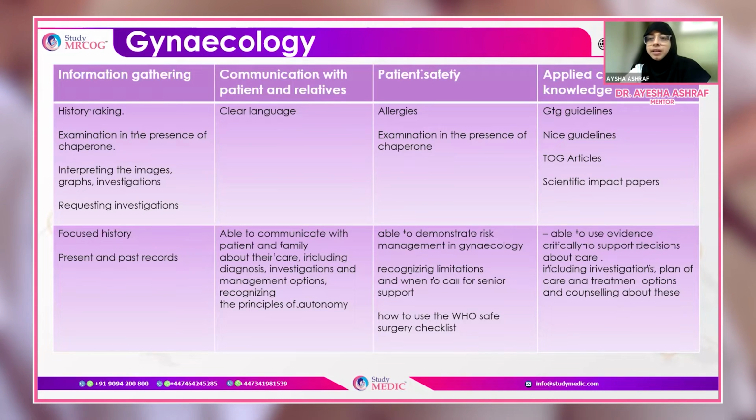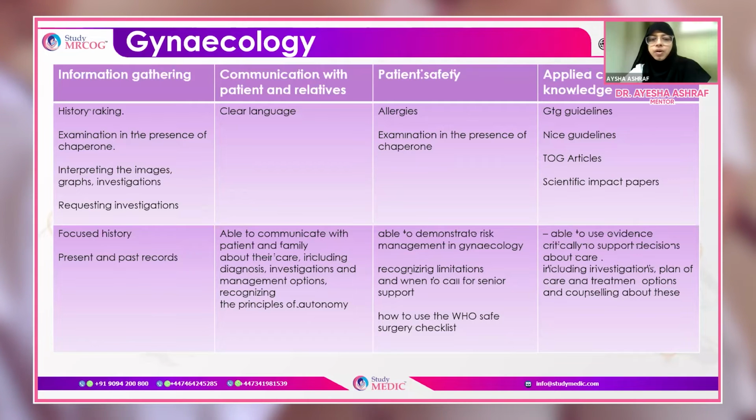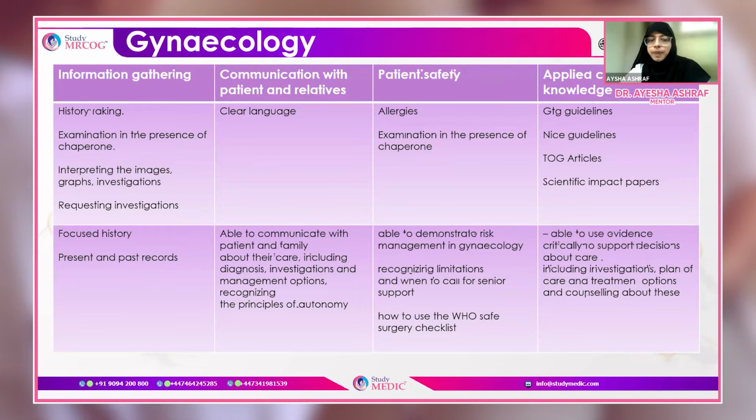Communication with the patient and relatives should be in clear language, able to communicate with the patient and family about their care, including diagnosis, investigations, and management options. Always give information in chunks, and check understanding in between. You have to know the principles of autonomy too.